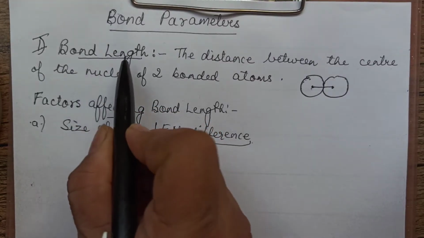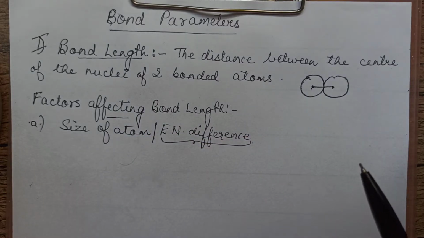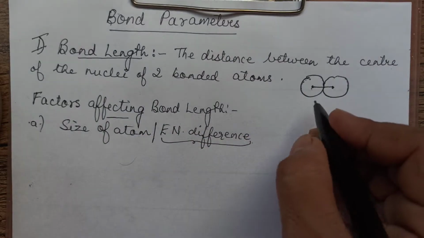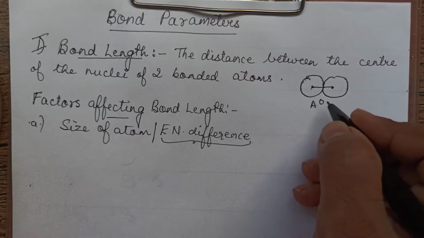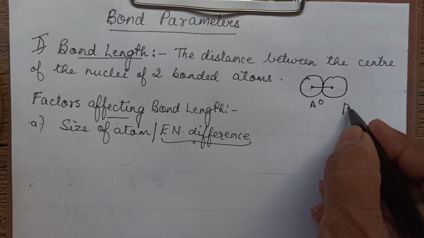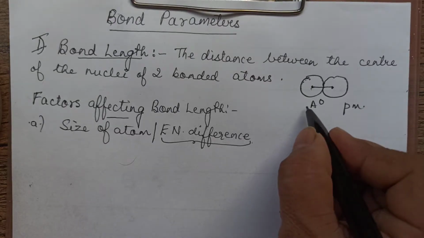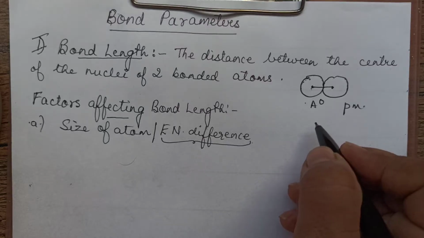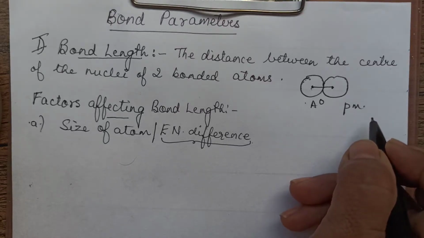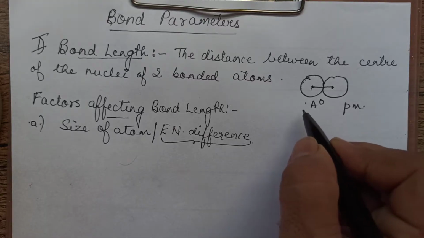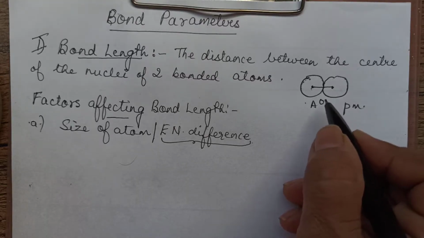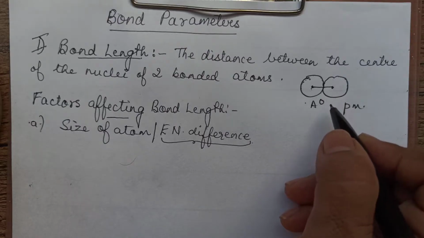Now, bond length is a length, so it has units. You can write the units as angstrom, which is the common one. You can also use picometer. Conversions we know: 1 angstrom is 10 to the power minus 10 meter, 1 picometer is 10 to the power minus 12 meter, and 1 angstrom is also 10 to the power minus 8 centimeter.